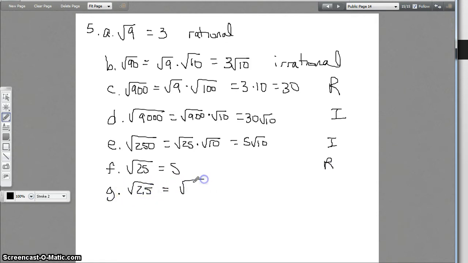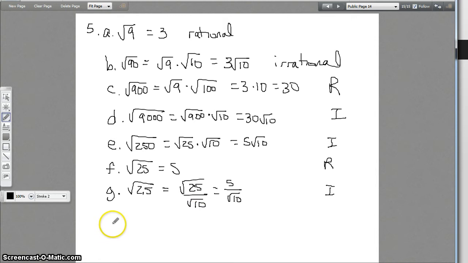That is the same as the square root of 25 divided by the square root of 10, because 2.5 can be written as the fraction 25/10. So this is 5 over the square root of 10. We have a square root of 10 in there. That means we have an irrational answer because 10 is not a square number.